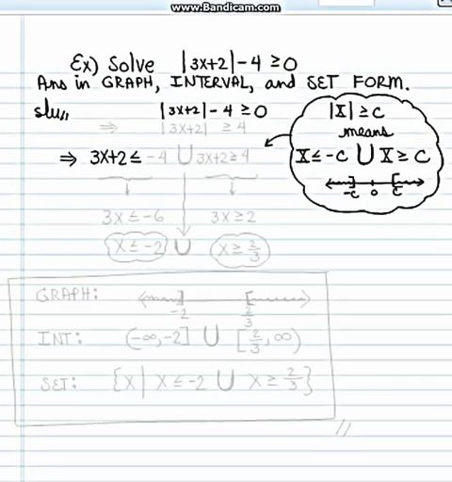Oh, I forgot that first I had to isolate. So back up here, I have to isolate the absolute value of 3x plus 2. Move 4 to the other side. It's greater than or equal to positive 4. Okay, so it's less than or equal to the negative of 4, union together with the stuff inside, 3x plus 2, greater than or equal to the positive of 4.